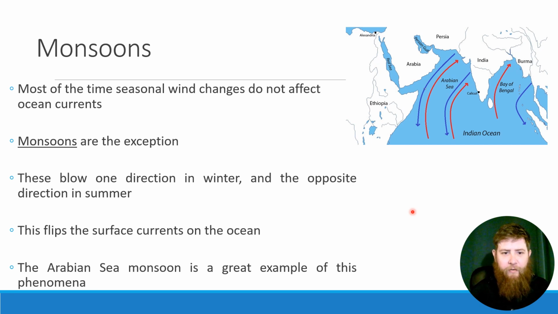This picture here is of the Arabian Sea monsoon. This is a really great example of this phenomenon, as we get these winds flipping, and when they flip, they bring rain. When they bring water in, it's warm. They bring rainy seasons, and when they're moving water away, it's colder. They make a dry season in these areas.